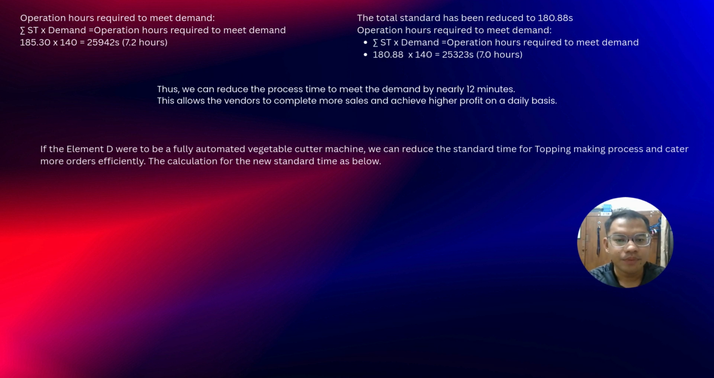The total standard time has been reduced to 180.88 seconds, which is around 7 hours. So we can save 12 minutes and can reduce it by 12 minutes.